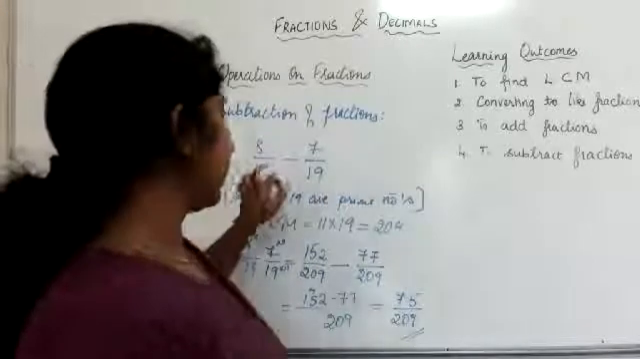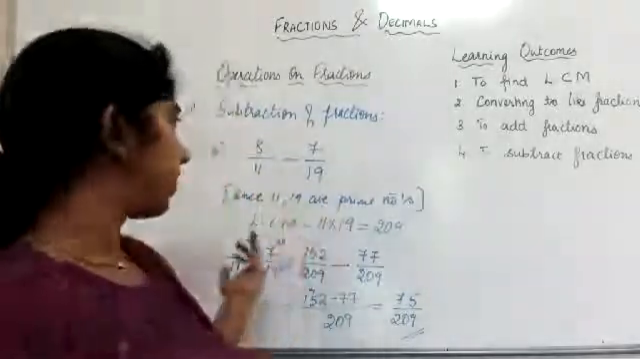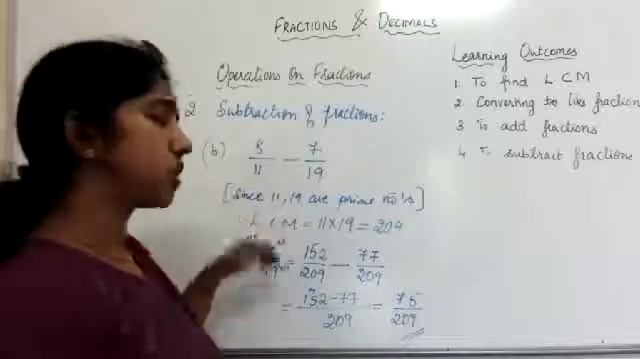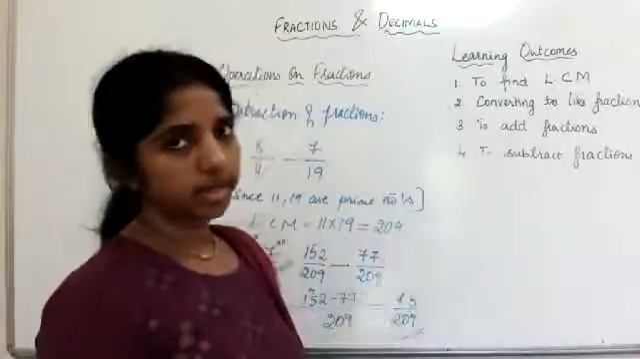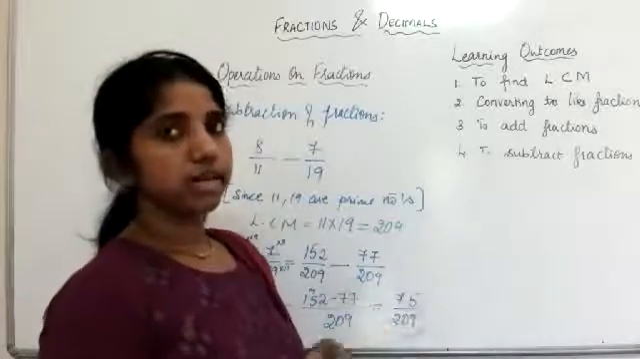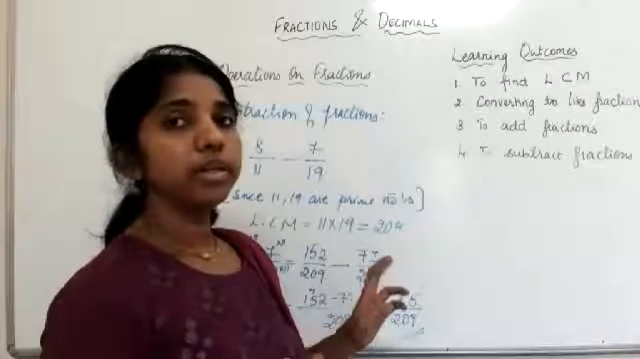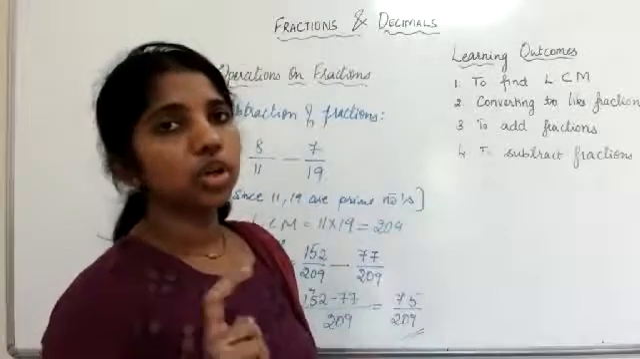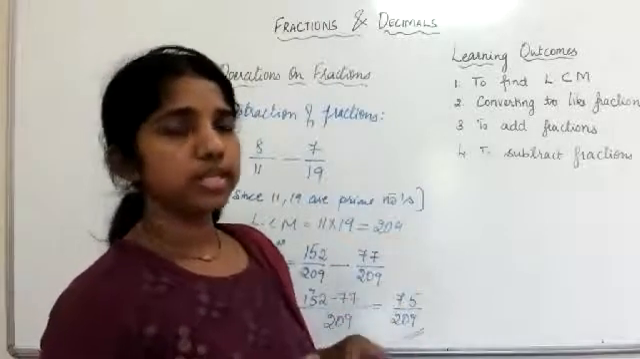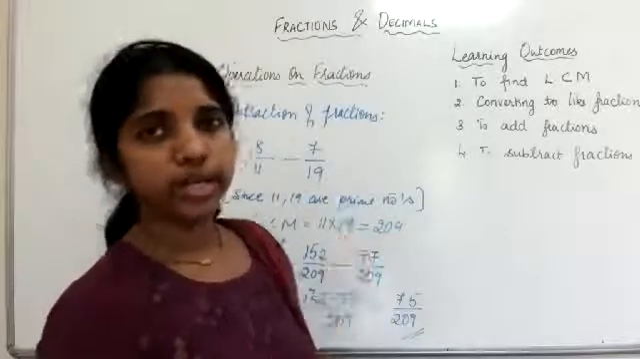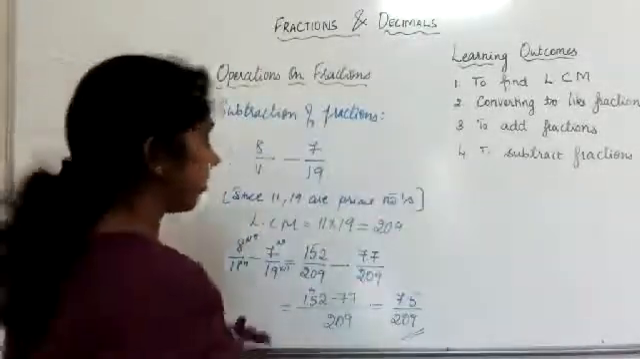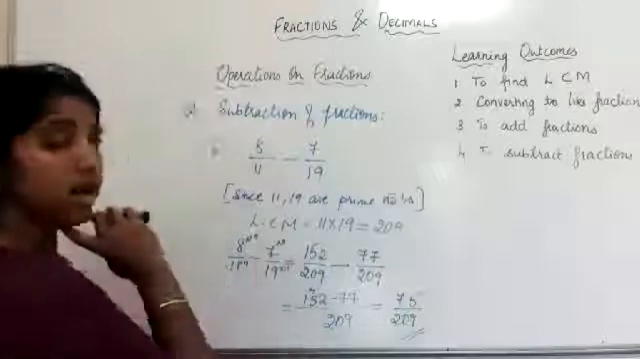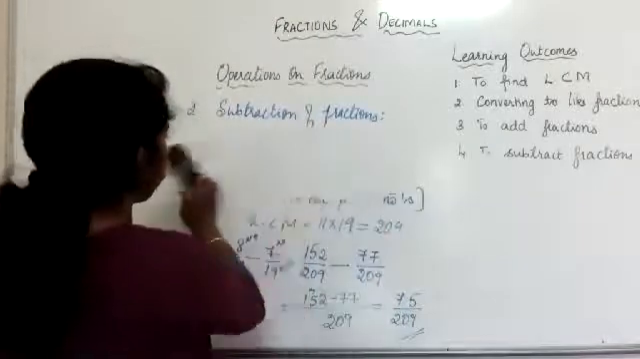So here in this case, since 11 is a prime number, I could directly take the product as the LCM. Otherwise, we have to do that LCM method and keep finding the LCM there. Only when you have common terms between the two denominators do you have to find the LCM. Otherwise, directly you can take the product as the LCM. Okay. Next, so this was about subtraction of unlike fractions.